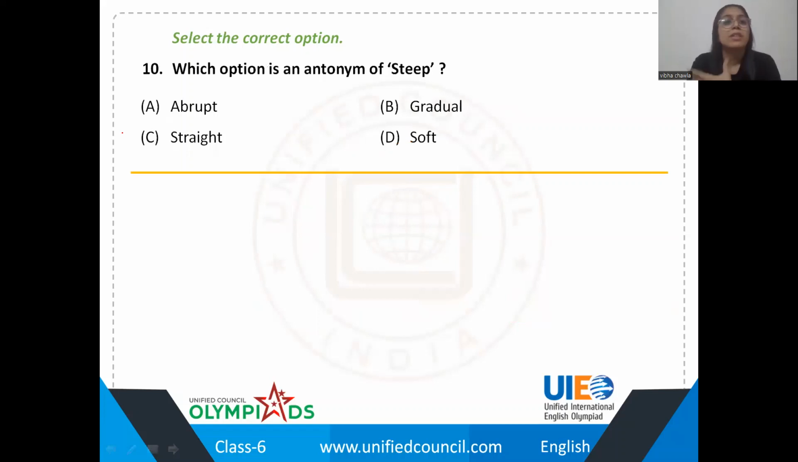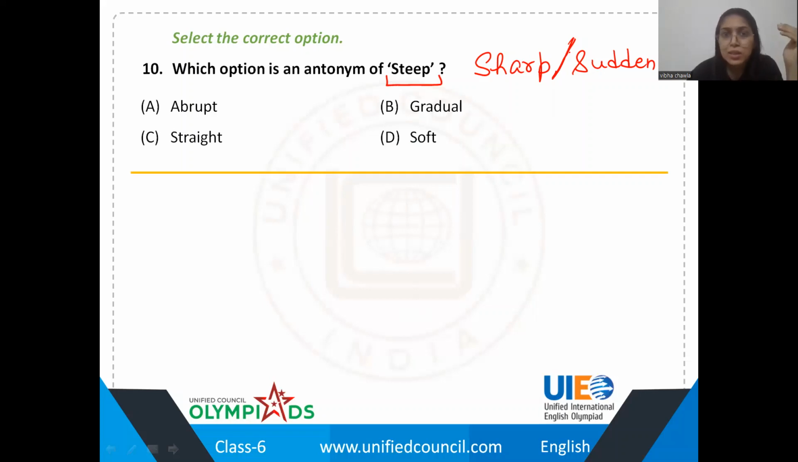Okay, next one, we have another question from vocabulary. Which option is an antonym of steep? You must have heard steep. So steep is something sharp or sudden. Okay, something sharp, something sudden is called steep. Or something happening at a very fast pace. That is also steep. Okay, something happening suddenly, something happening rapidly. So that is also steep. So the opposite one will be slow.